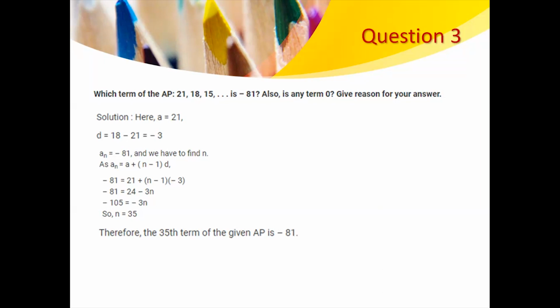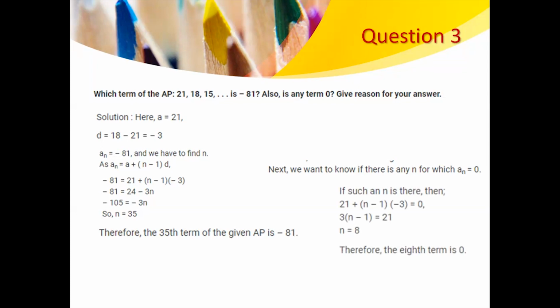Now I have a second part also. Is there any term 0? So what I will do is, I will find any value of n for which an is 0. So I am putting an is equal to 0. What was an? an was a plus n minus 1 into d. So 21 plus n minus 1 into minus 3 is equal to 0 and my value of n comes out to be 8. So if I am getting a positive integer value, I will say that my 8th term of the AP is 0. So next question.